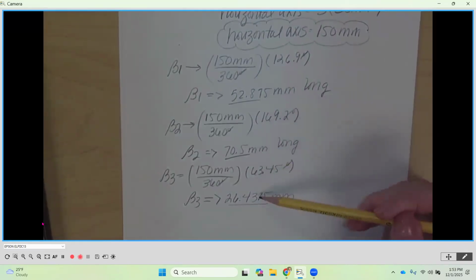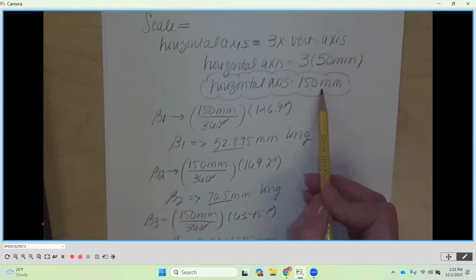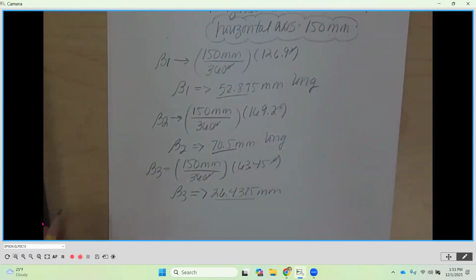So now if I add these three together, what should be the number that they come to? Should be pretty close to 150, right? Let's add them together. I get 149.8125. So yes, I'm right there at 150. Does that make sense? So those are the lengths to represent the angles, the betas.